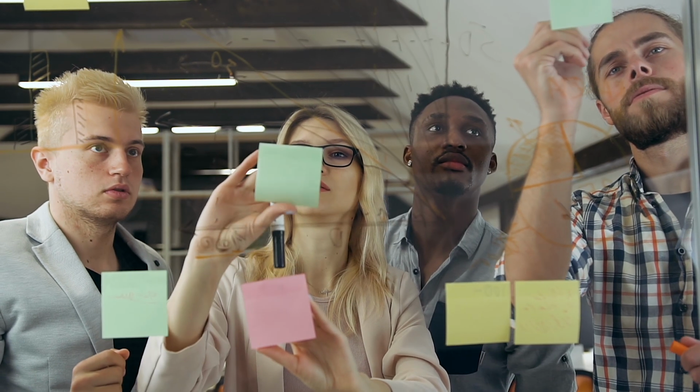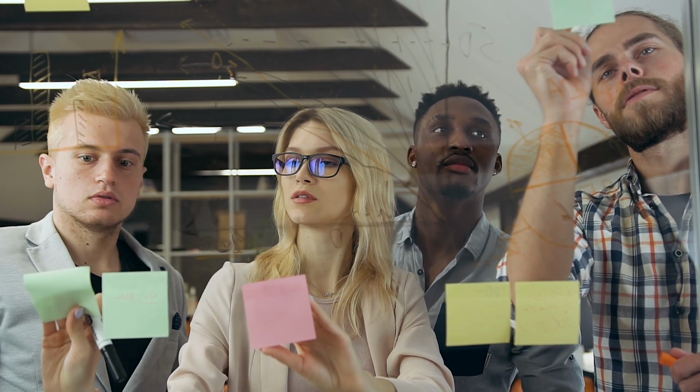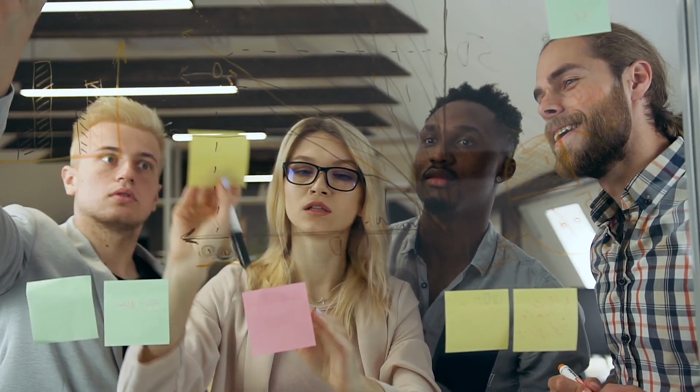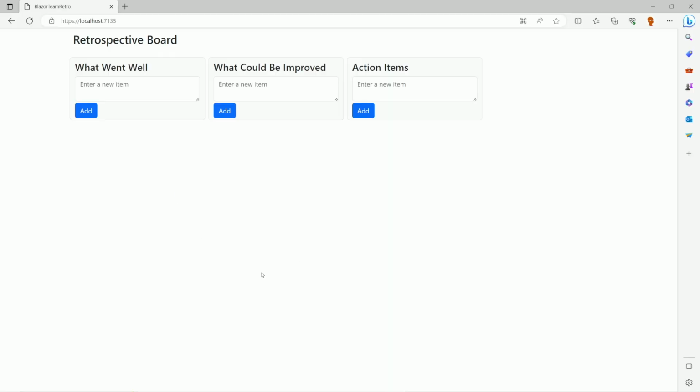For those familiar with agile environments, you know that at the end of each sprint, the whole team gathers to share feedback on the completed sprint. In this application, we will have three columns where we can hint on things that went well, something that could be improved, and the actions we can take.